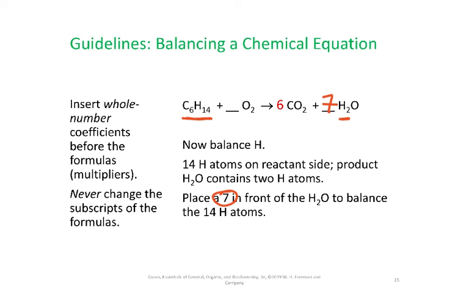I guess it's already there, right? If we put a 7, we now have 14 hydrogens on the product side. So now carbon is not affected. Hydrogen is now balanced.